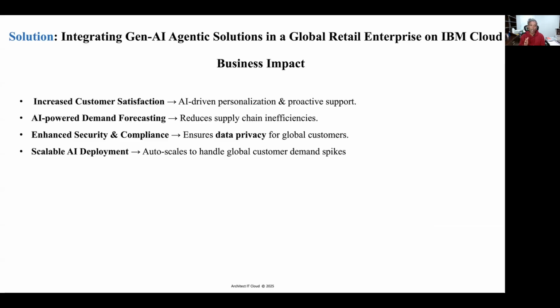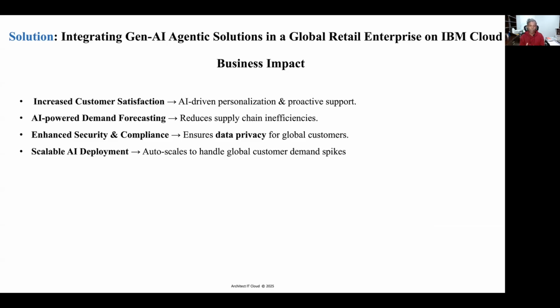And the third business impact is enhanced security and compliance. Since you are dealing with different organizations and different stores across the globe, you must know about compliances like GDPR. And also you must deal with the customer's PII data. Your data privacy can be completely achieved. So this will improve the security and compliance area in your organization. This is another business impact.